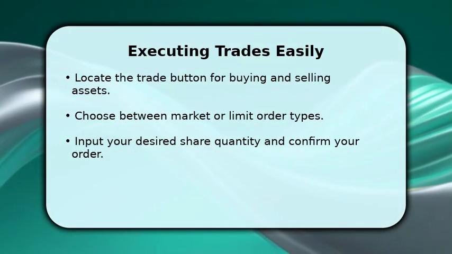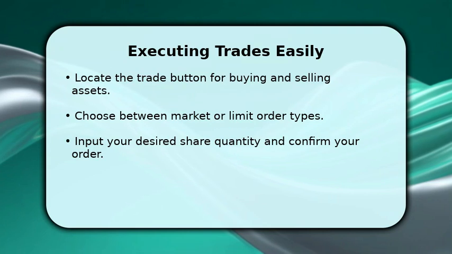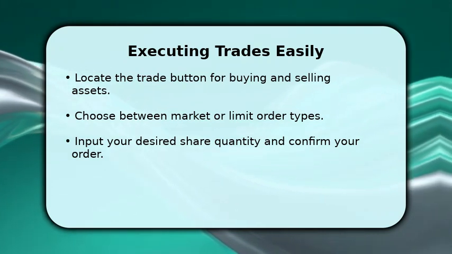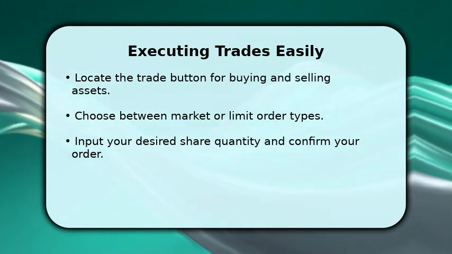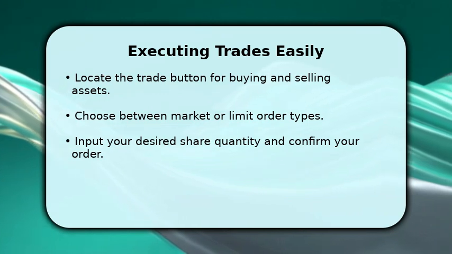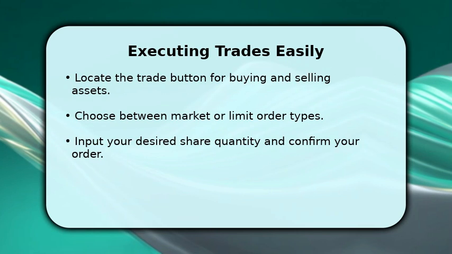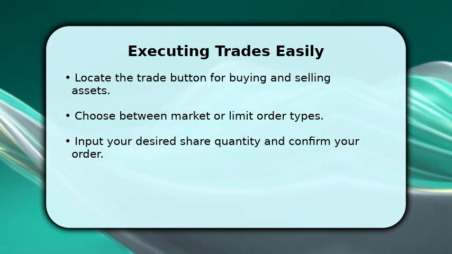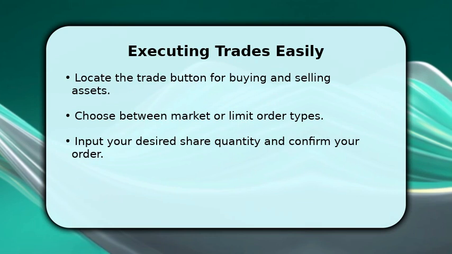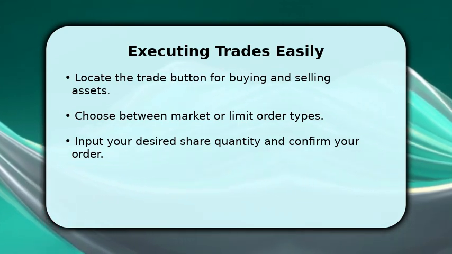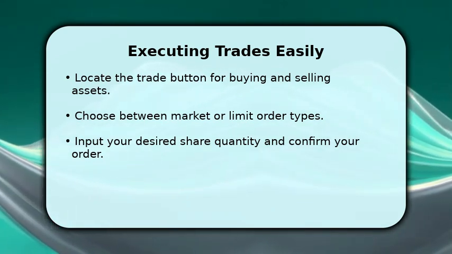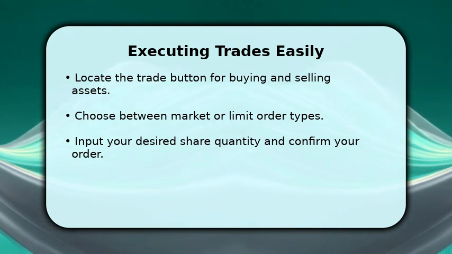Placing a trade on Webull is straightforward. You'll find clear buttons for buying and selling stocks or other assets. When executing a trade, you can select different order types, such as a market order for immediate execution or a limit order to specify a price. Simply input the number of shares you wish to trade, review the details, and confirm your order.